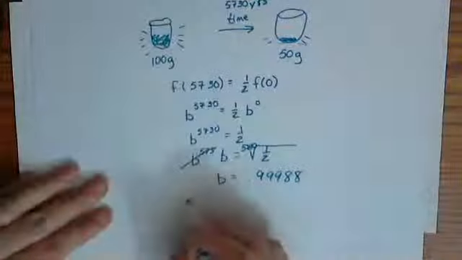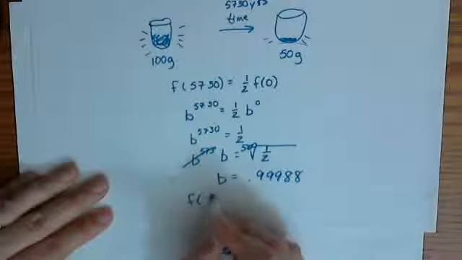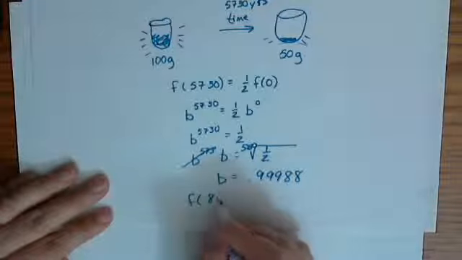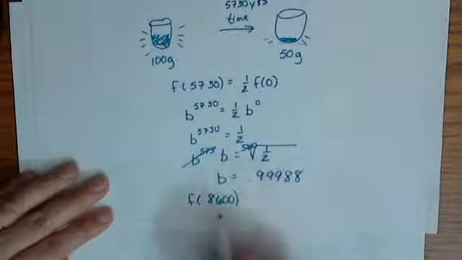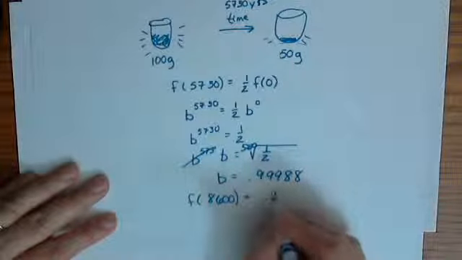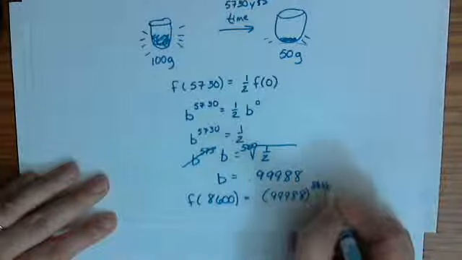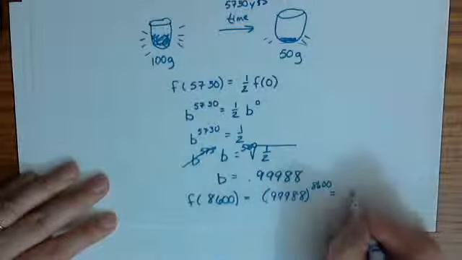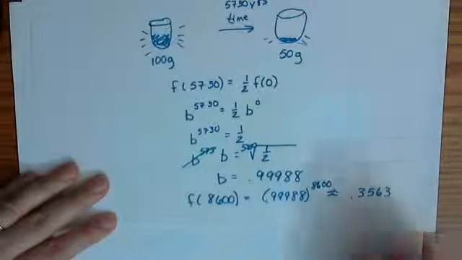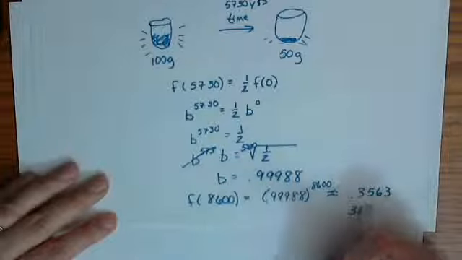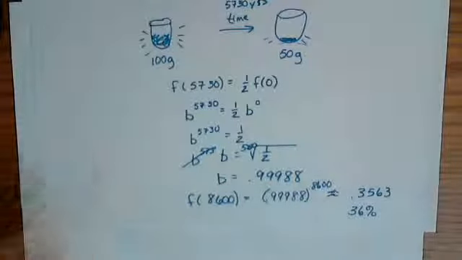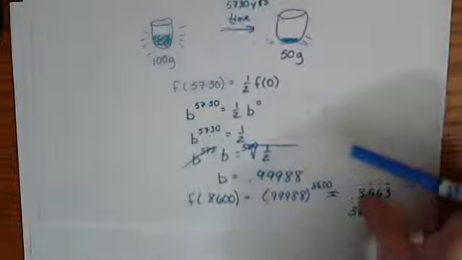Now we're going to find f of 8,600 to find how much is left after 8,600 years. So now we have 0.99988, and we're going to put 8,600 in there, and that means that we will have approximately 0.3563, or about 36% of it will be remaining after 8,600 years. That's basically how you're going to go about doing these sorts of problems.